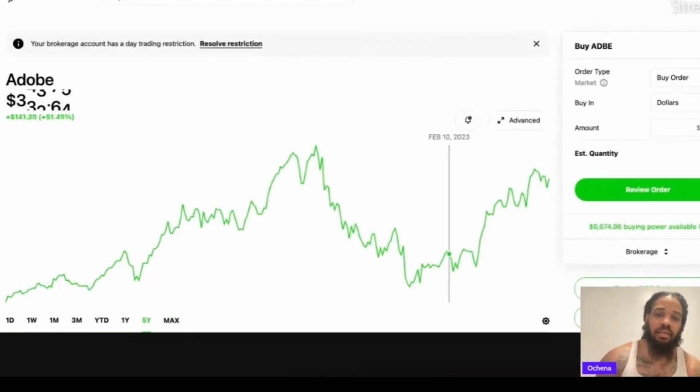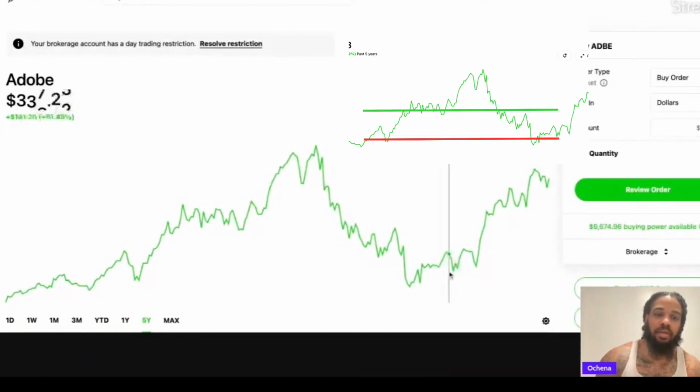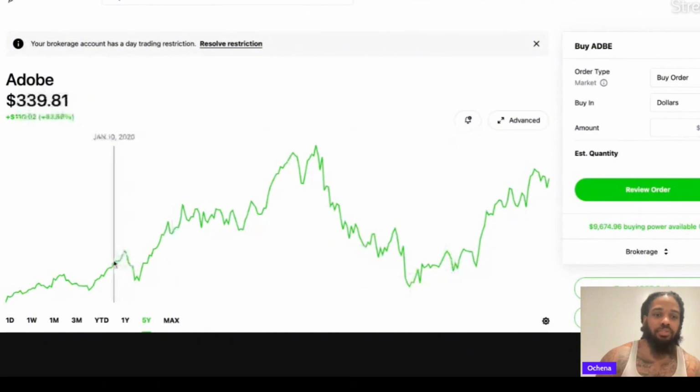I drew a line all the way from the bottom here, all the way out, and then I kind of retraced the steps of Adobe, backtracked. Adobe hasn't really hit that level since about 2020, guys. So that's about 3 years. Overall, Adobe has been trading up here, as you can see, for the most part. It even went all the way up to 688.37. So when it came back down to this level in February, I was like, wow, this is on sale.